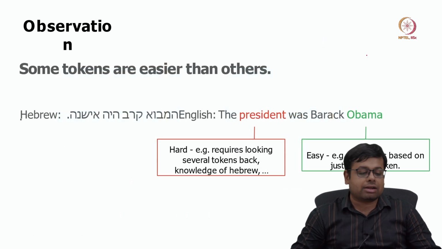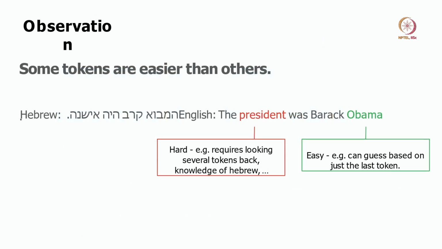Similarly, let us say there is a translation task from Hebrew to English, and let us say that the translation in English is "the president was Barack Obama," right. Let us say we do not know Hebrew. Then it is very difficult to guess this word "president." I am guessing that this particular Hebrew script translates to "president"; it is very difficult, you cannot guess. If you do not know Hebrew, you cannot guess.